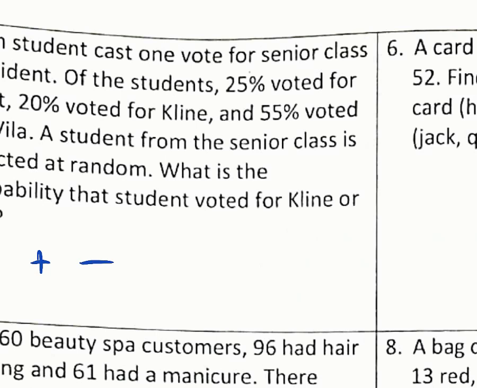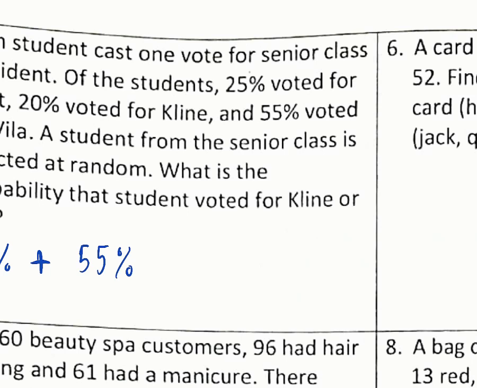Now here's my question. Are these mutually exclusive or are they inclusive? Let me ask that one more time. Is there a chance that this data could overlap or no chance that it would overlap? So can you vote for Klein? How many people voted for Klein? 20%. Now they didn't use a fraction, so we're going to use 20%. You could do 20 over 100. How many people voted for Vila? 55%.